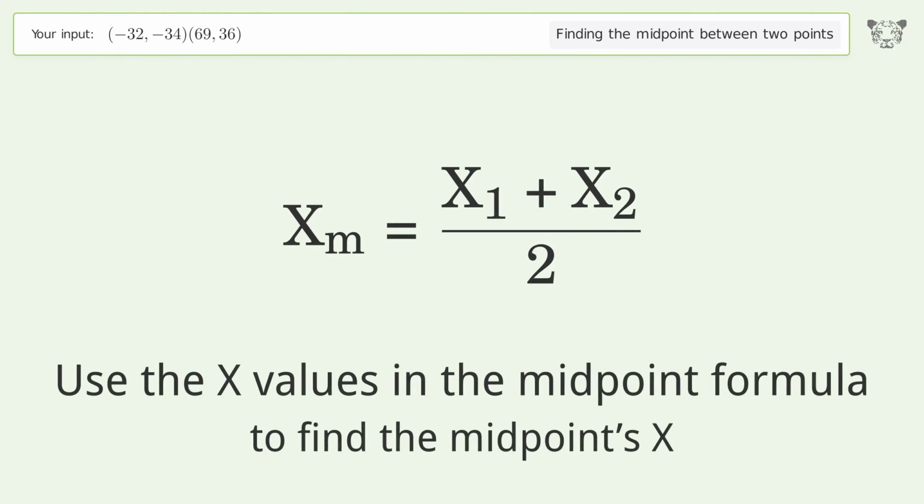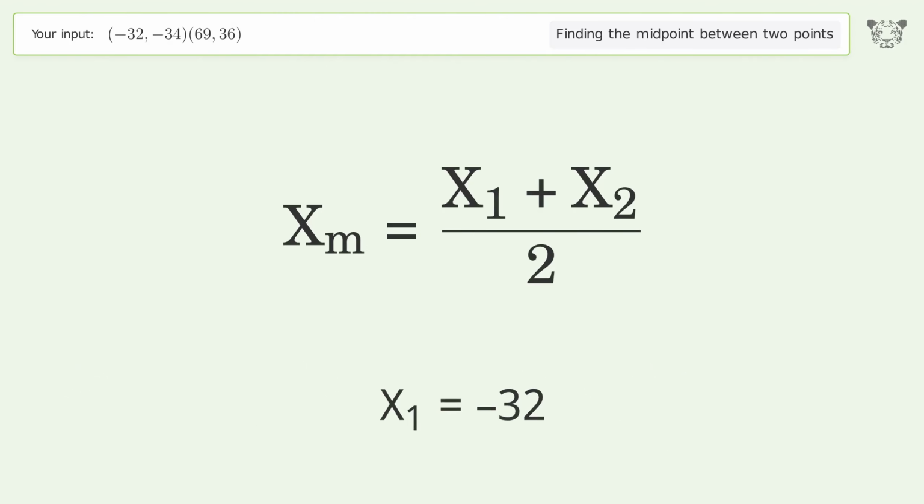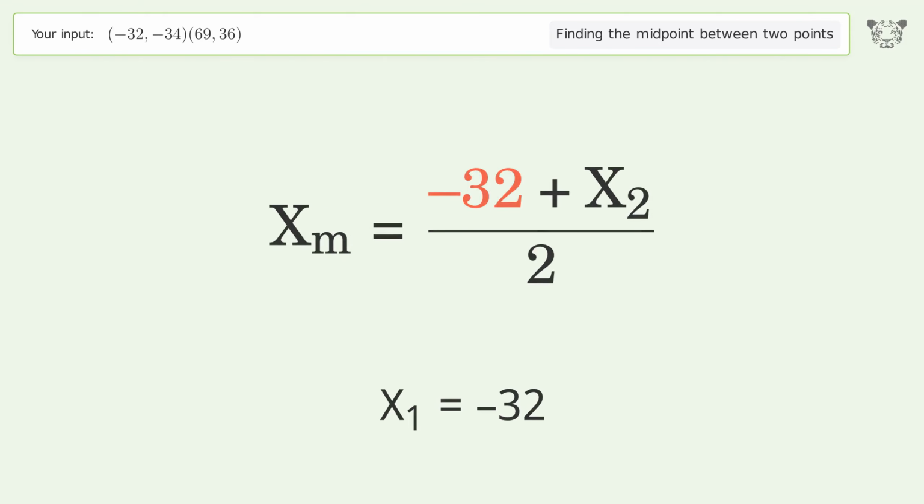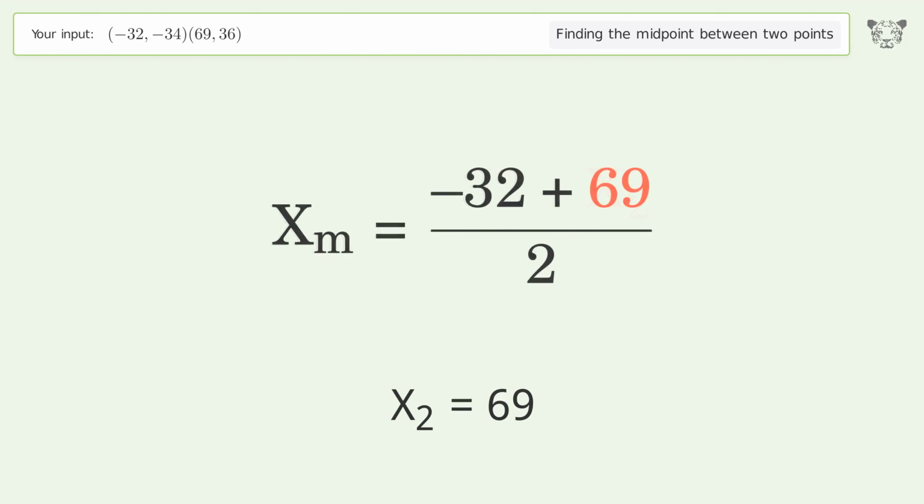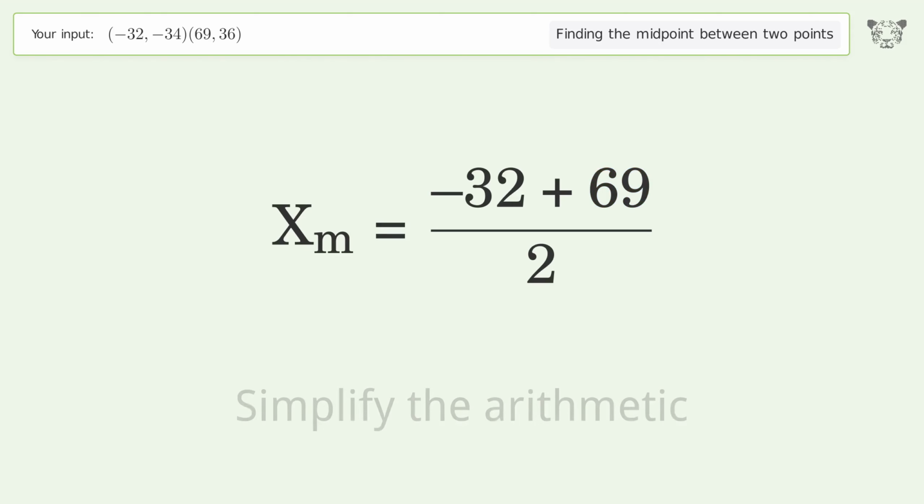Use the x values in the midpoint formula to find the midpoint's x. x1 equals -32. x2 equals 69. Simplify the arithmetic.